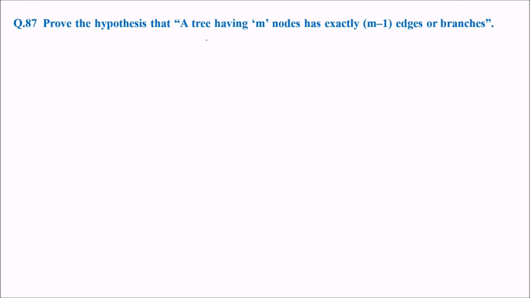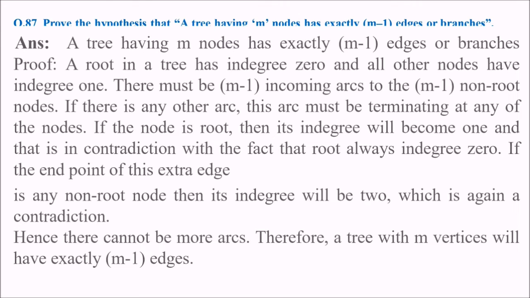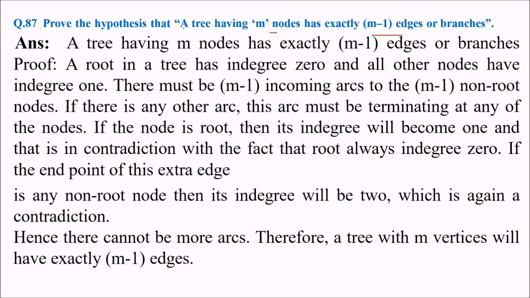Prove the hypothesis that a tree having m nodes has exactly m minus 1 edges or branches. Let us prove it. A root in a tree has in degree 0. It has no in degree, only out degree. All other nodes have in degree 1. So there must be m minus 1 incoming arcs to the m minus 1 non-root nodes.